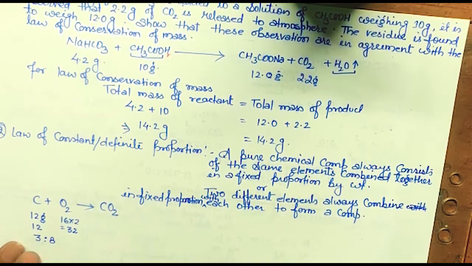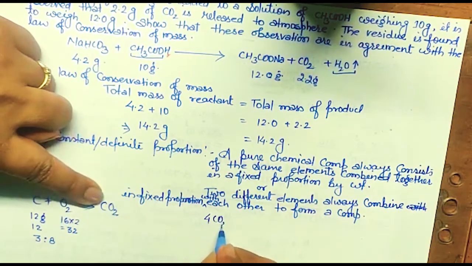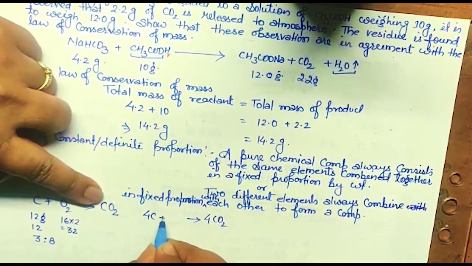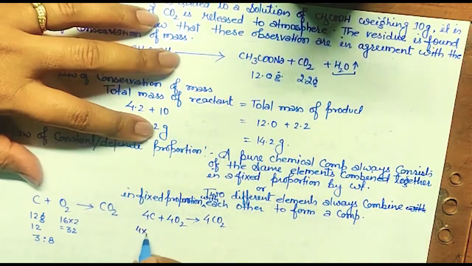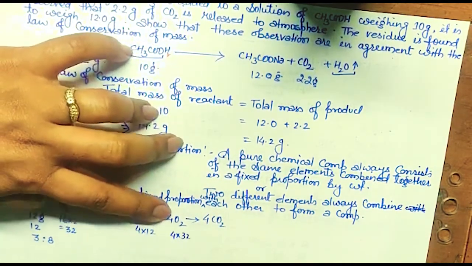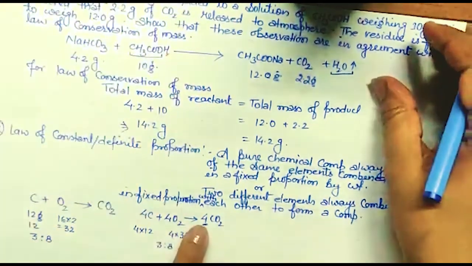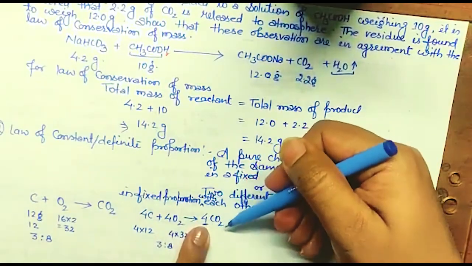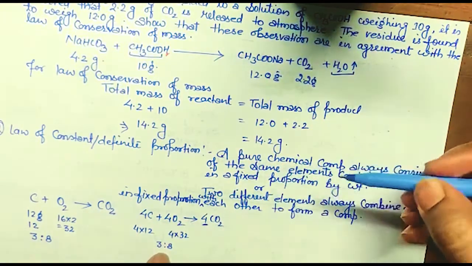So that means whenever we have to make carbon dioxide, there should be the ratio of 3:8, isn't it? Suppose that if we have to prepare 4 CO2, accordingly we will take 4 carbon, isn't it? And 4 oxygen, isn't it? So here it is 4 into 12, and this is again 4 into 32, isn't it? Again the ratio is 3:8. So whatever moles we have to prepare, this is considered as moles, it doesn't matter. The elements will always be in the same ratio with their weight.